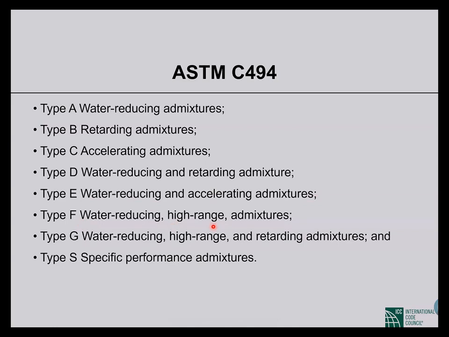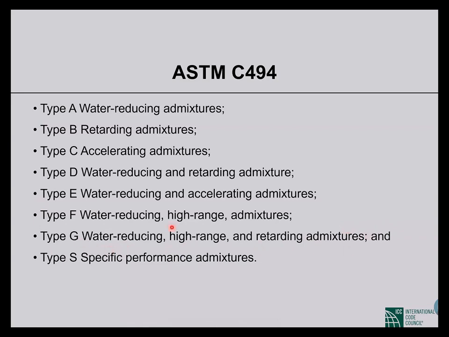Water reducing high range admixtures, this is the admixture that is available in our country, which we mostly use. The other name for this is superplasticizer. It reduces water demand by a large margin. At the same time, we can produce not totally flowable, but very, very workable concrete. And Type G, water reducing, high range and retarding. So all these effects, both retarding and superplasticizer.